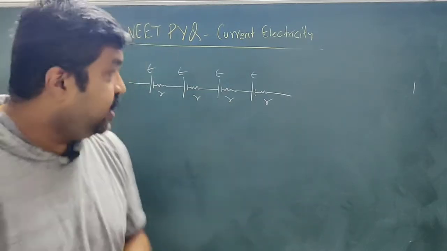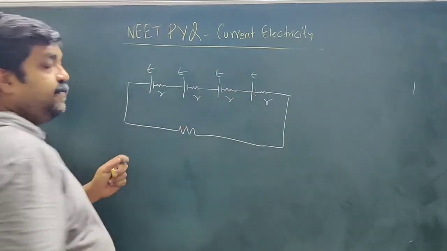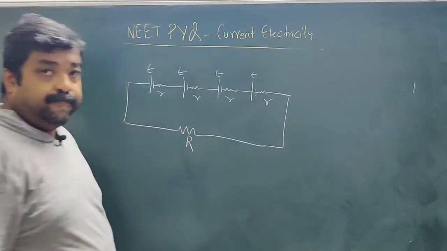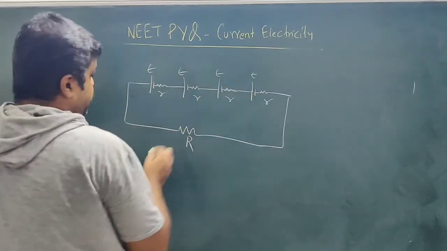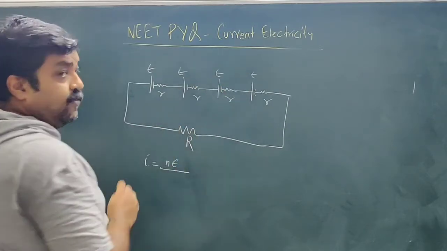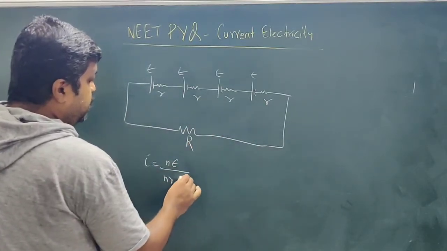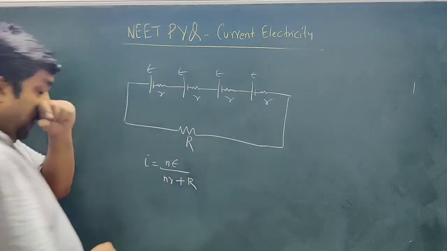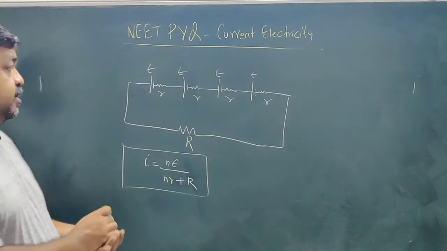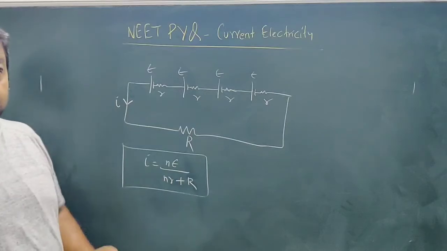Now see, suppose this is connected to an external resistance R, which is what ideally happens when we have cells in series. Here N cells are there, so I is equal to NE, this is the total EMF. Total internal resistance is NR, and this NR is in series with this R, so total resistance will be NR plus R. So this is the formula for current. This is the net current I that flows in the circuit. This is the normal case.